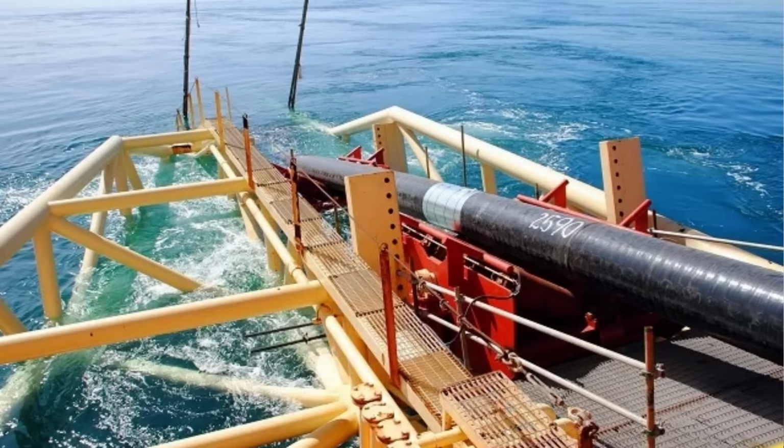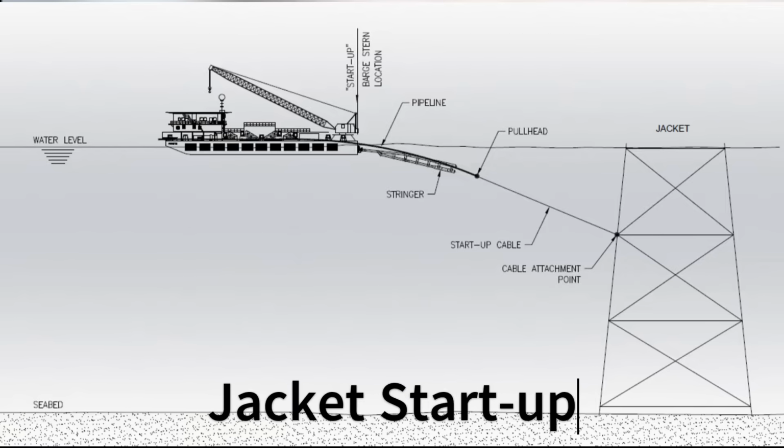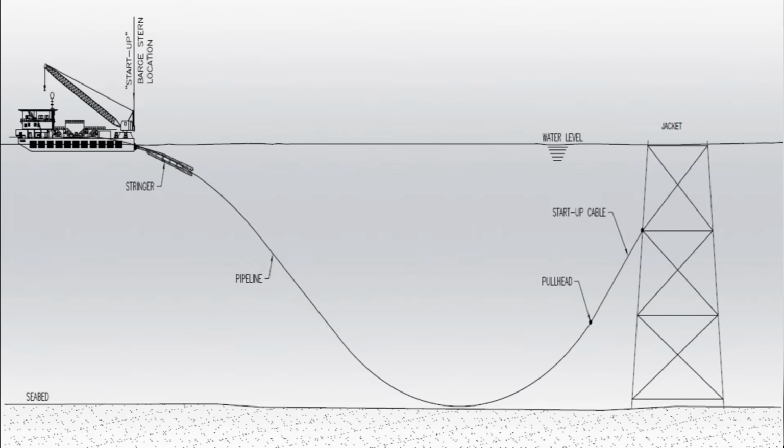Three different types of holdback points can be used for pipelay initiation. First is a jacket startup. In this, a cable is attached to the platform leg, which is then connected to the startup head or the pulling head of the pipeline. Keeping the tension on the cable, the barge pulls ahead, and after about 30-35 joints, the pipeline touches the seabed and normal pipelay operation commences.